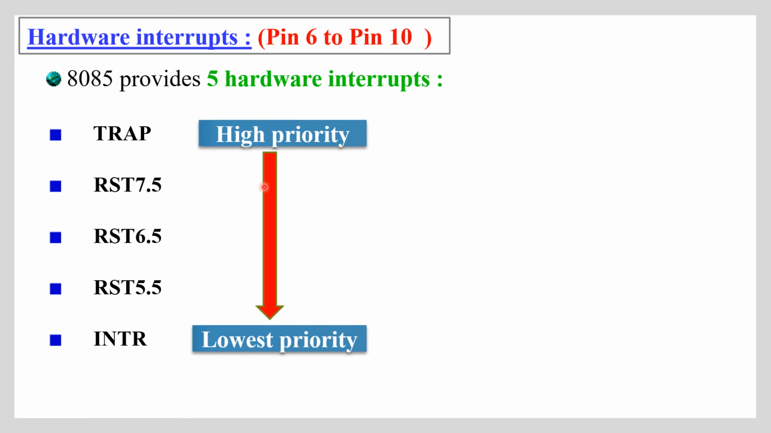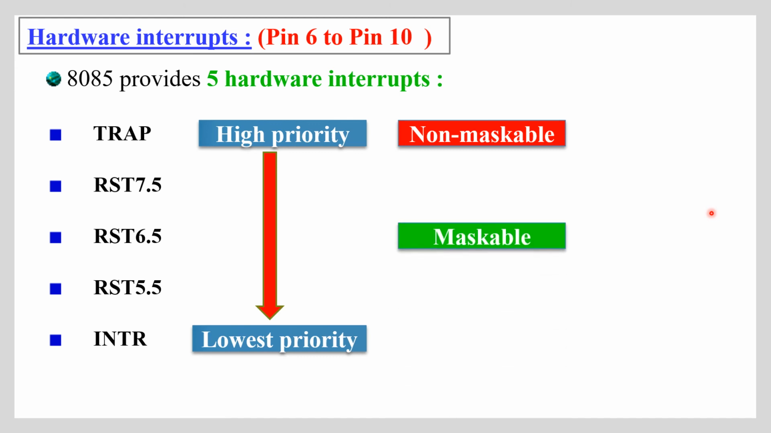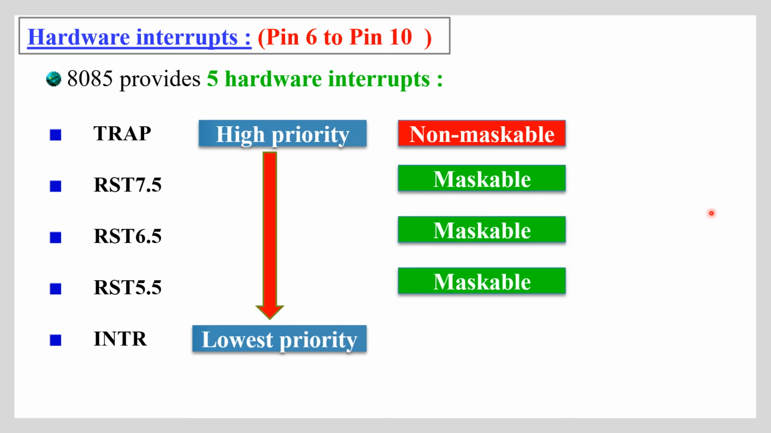Then among these, TRAP is a non-maskable interrupt. Non-maskable means it cannot be disabled. The other four interrupts are maskable interrupts, which can be disabled. So all the remaining are maskable, meaning temporarily they can be masked or we can neglect them temporarily. But if TRAP is interrupting, then the microprocessor has to attend it immediately. That interrupt has to be attended immediately. So that is nothing but non-maskable.